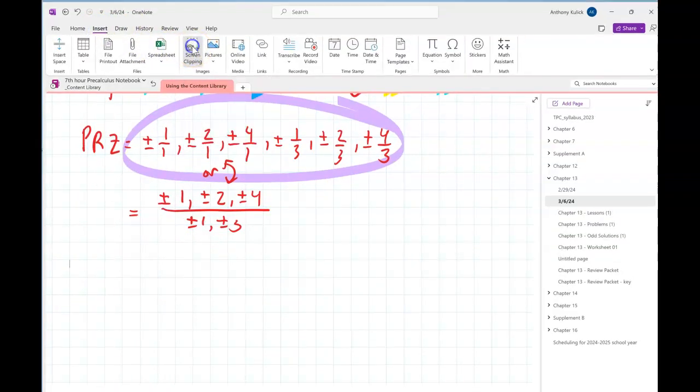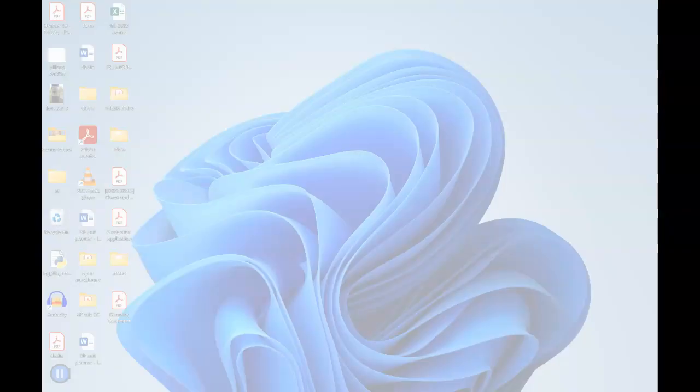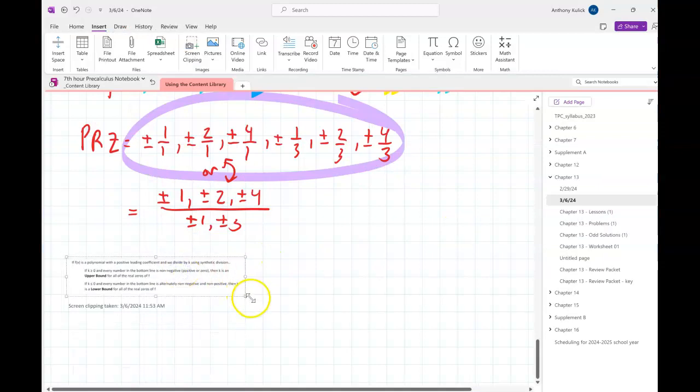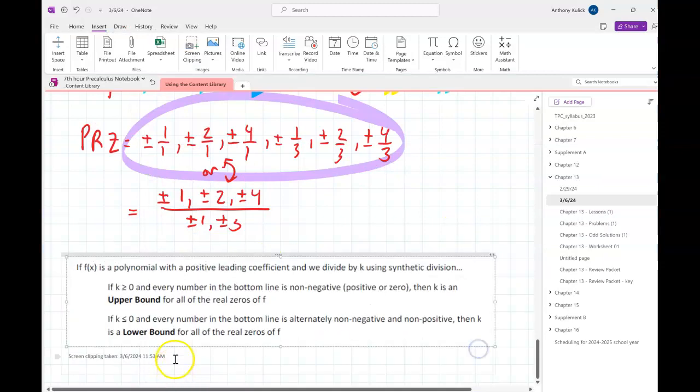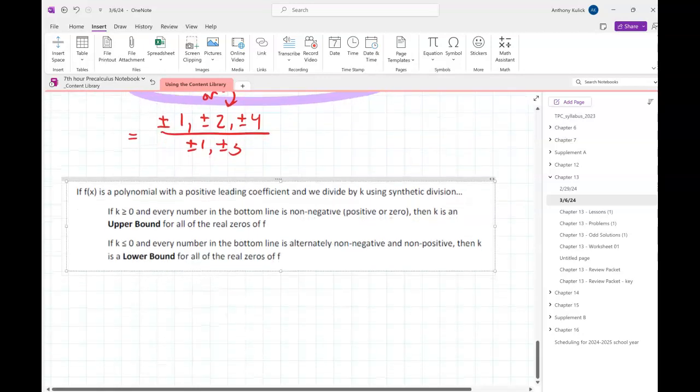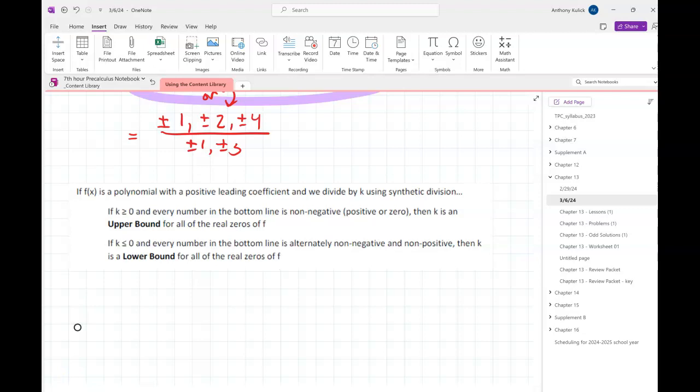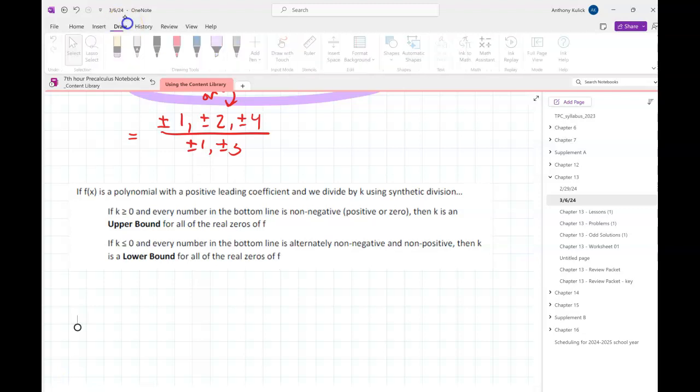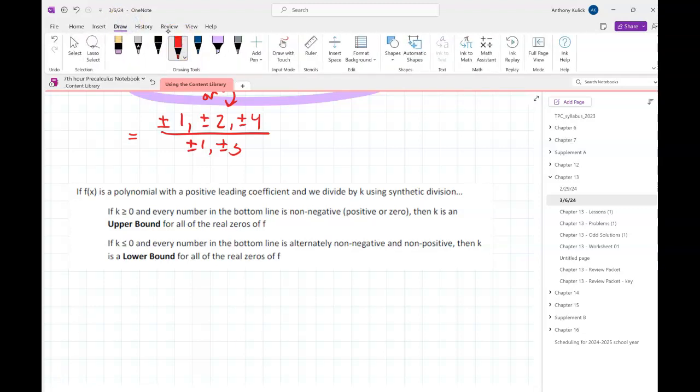Well, yes, it's a lot easier to do better than that in your day. Now, back in my day, this following theorem was super useful. It's less useful now for you because of the technology available to you that was not available to me as a high school student. So this next theorem says if f of x is a polynomial with a positive leading coefficient, and we divide by k using synthetic division, and really when we say that, we mean the factor x minus k, but whatever.